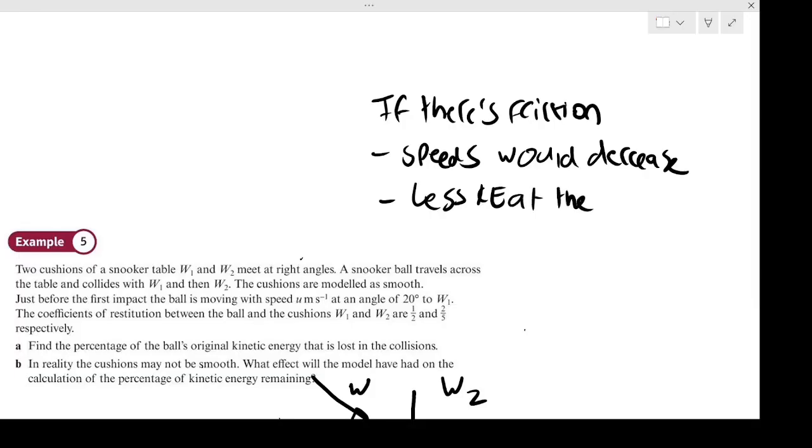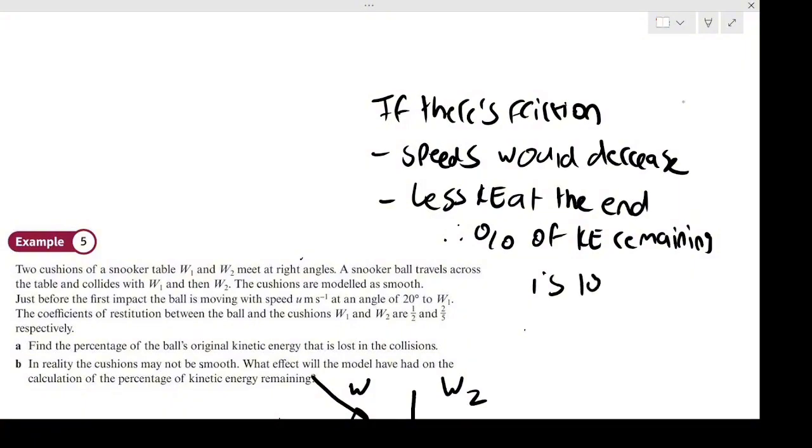Because obviously kinetic energy depends on speed. Less speed means you have less kinetic energy. Therefore, less kinetic energy means the percentage remaining is lower. Therefore, the percentage of kinetic energy remaining is lower. And there we are. So hopefully you're happy with that line of reasoning. Friction means speed will decrease, so the final speed will be lower, therefore less kinetic energy, and so how much kinetic energy we have left over is lower.